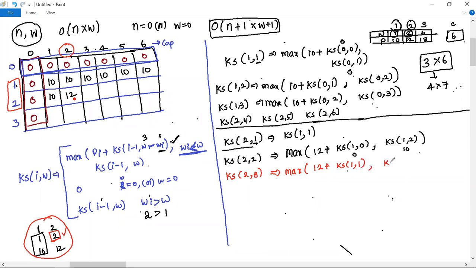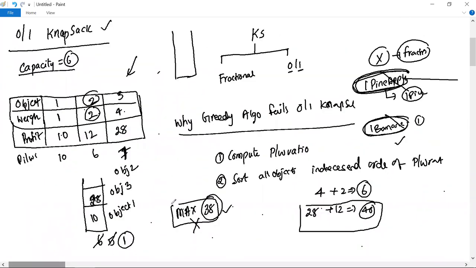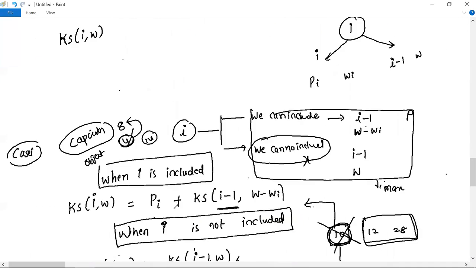Comma. If I don't include that, we'll be getting what? 1 and 3. Now we need to see 1 1. What is 1 1? 1 1 is 10. 1 3. 1 3 is what? 10 plus 12. Now tell, if you were not having the table, 1 3 should have been computed. If you want, you can see here. Whatever I'm trying to tell you, please listen.